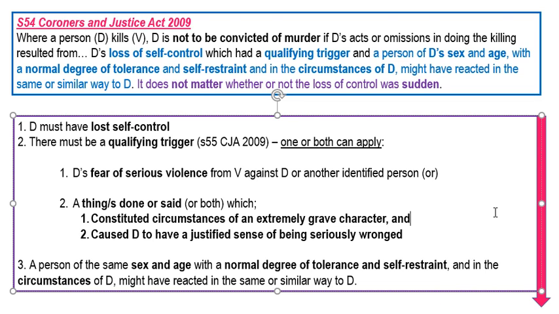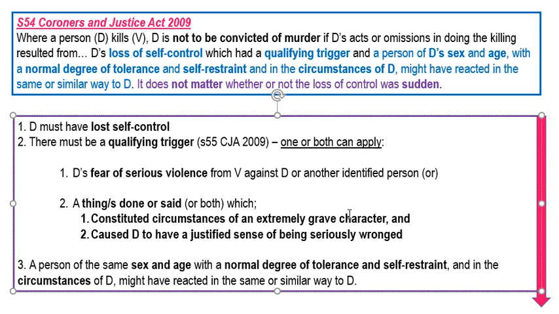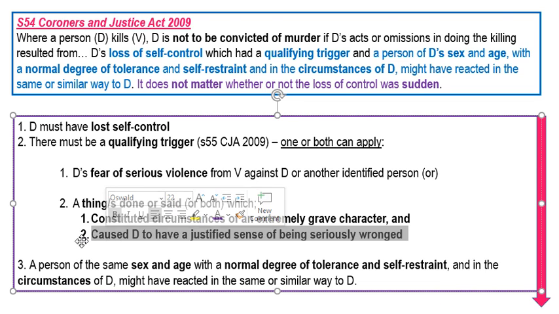or perhaps threatening or mocking to sexually assault or rape. Okay, it's got to be something of an extremely grave character, and we will look at these AO1 points in a lot more detail when we come on to them. And then the second point is that it caused the defendant to have a justifiable sense of being seriously wronged.